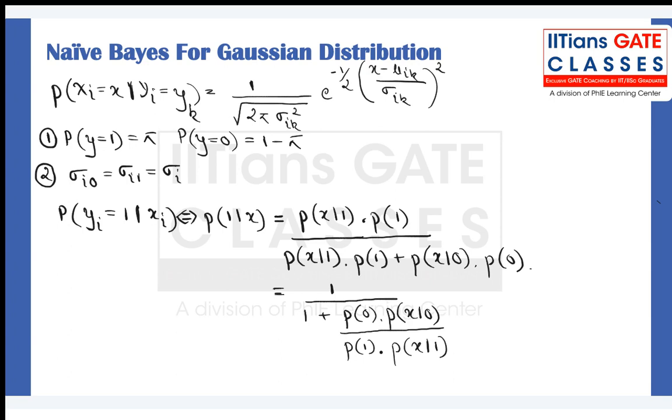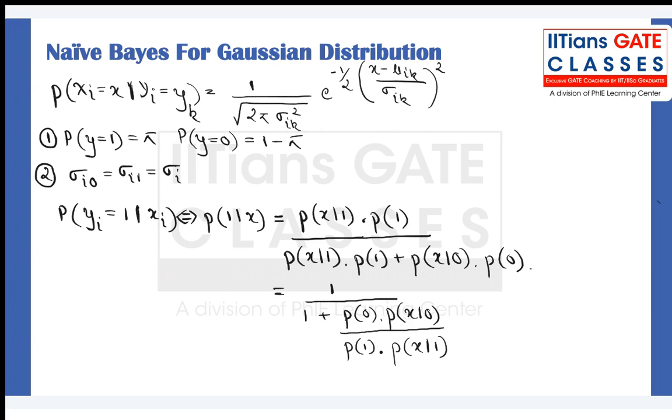And if I want to find out the posterior probability, which is P of yi equal to 1 given xi, I simplified it by saying P of 1 given x. I first applied the Bayes rule, which states P of x given 1 into P of 1, divided by P of x given 1, P of 1 plus P of x given 0, P of 0. Then I divided the numerator and denominator by P of 1 into P of x given 1. So we get 1 by 1 plus P of 0 into P of x given 0, divided by P of 1 into P of x given 1.